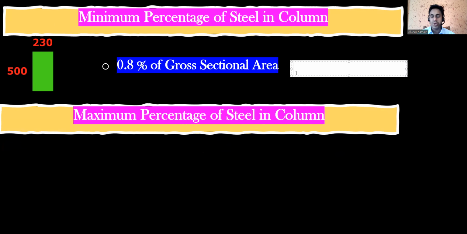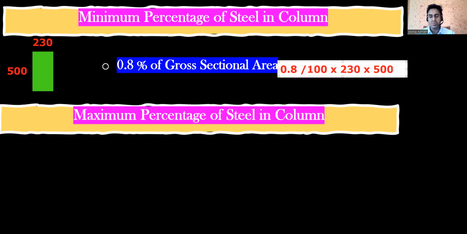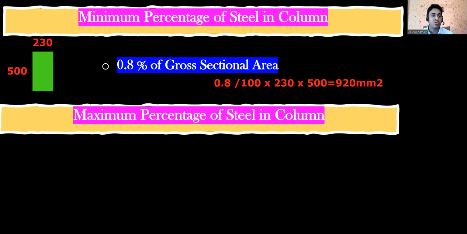Very simple. Do that 0.8%. So I'll do 0.8 divided by 100, multiplied by the gross sectional area, that is 230 by 500. Can you do it? Tell me what answer you're getting. So I'll do it: 0.8 into 230 into 500, that is 92,000, divided by 100, gives 920 mm². This much area of steel I'm supposed to provide. This much minimum steel I have to provide if I'm giving a column of 230 by 500.